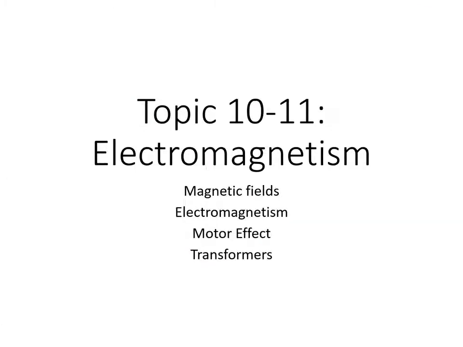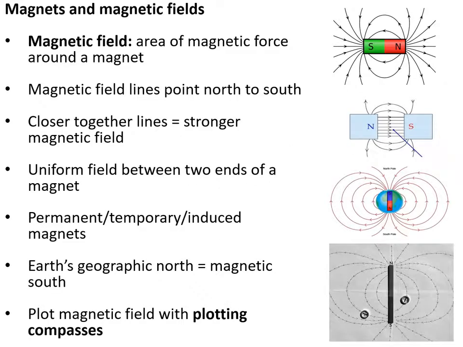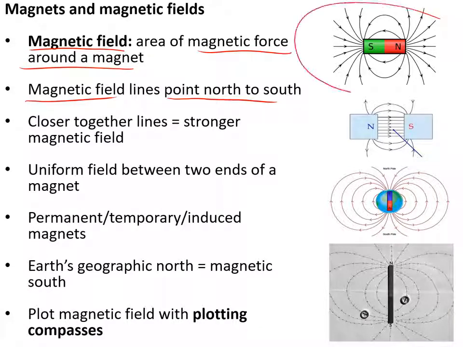Topic 10 to 11. Electromagnetism, where we look at magnetic fields, electromagnetism, the motor effect, and transformers. Magnets and magnetic fields. A magnetic field is the area of magnetic force around a magnet, and we can describe it using magnetic field lines that point from north to south. And you can see those magnetic field lines in this diagram here around a bar magnet. Now, the closer together those lines are, the stronger the magnetic field. So you can see the magnetic field is stronger nearer the poles and weaker away from the poles.